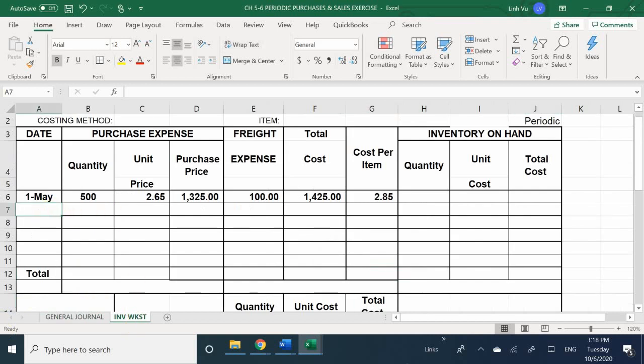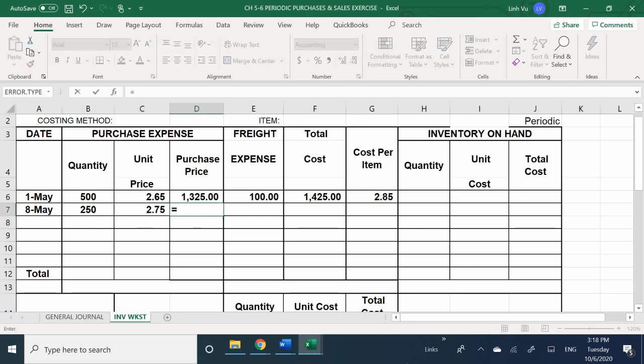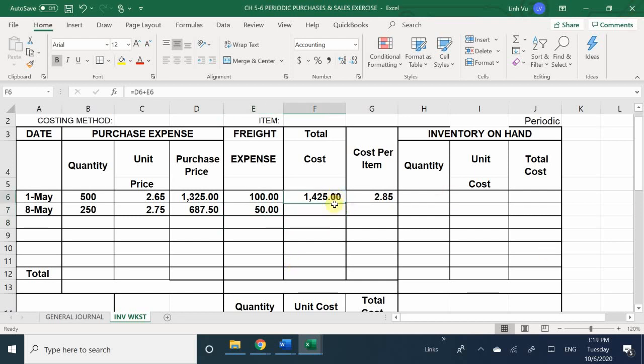Now we're going to update our inventory. So 250 at $2.75 each, $687.50 is the purchase price. And then $50 freight for a total of $737.50. Good. And the cost per item is $2.95. I forgot to check to make sure that these went in evenly, and in this case they did. Good.